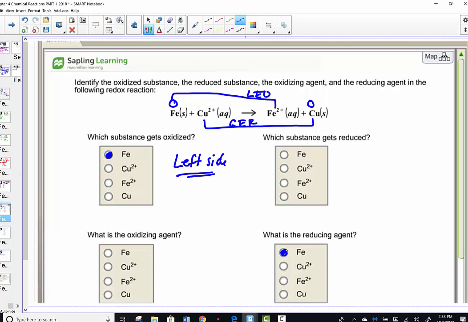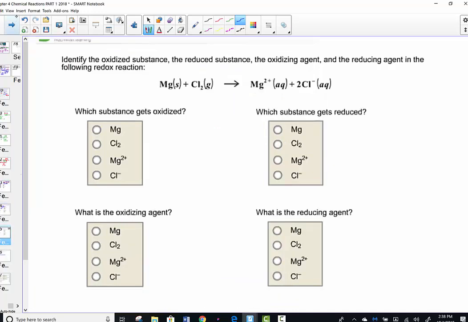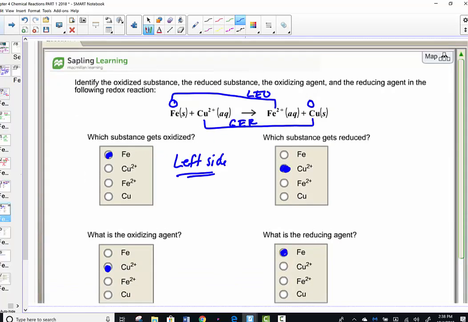When copper ion went from a +2 to a 0, it was reduced. Therefore, it is the oxidizing agent. Do not select from the product side, only select from the left side, the reactant side, for oxidation and reduction agents. Copper over here, copper ion, alrighty, because the ion is on the left.